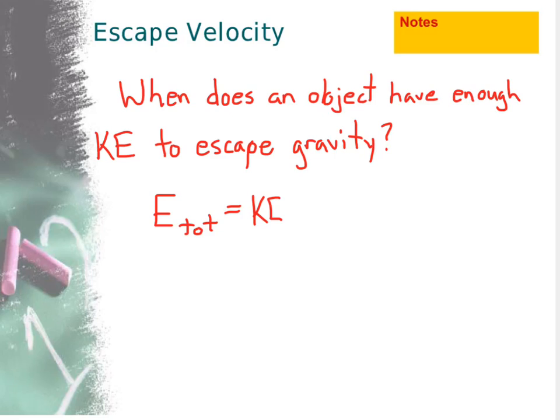So, it turns out we know that the total amount of energy that something has is equal to its kinetic energy plus its gravitational potential energy. So in this case, its total energy is equal to 1/2 mv squared minus big G, big M, little m, divided by r.